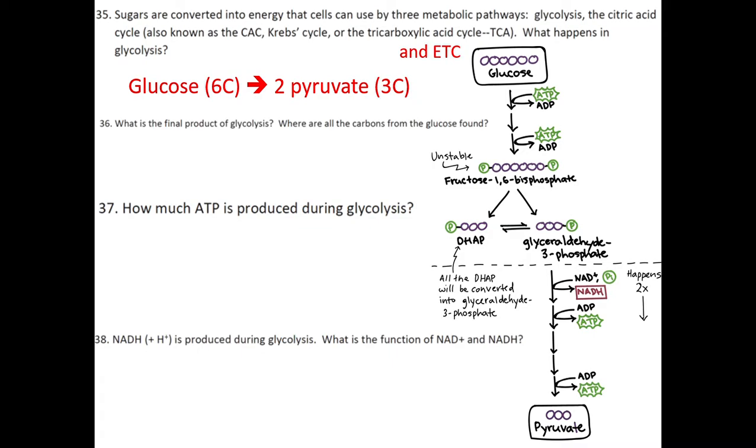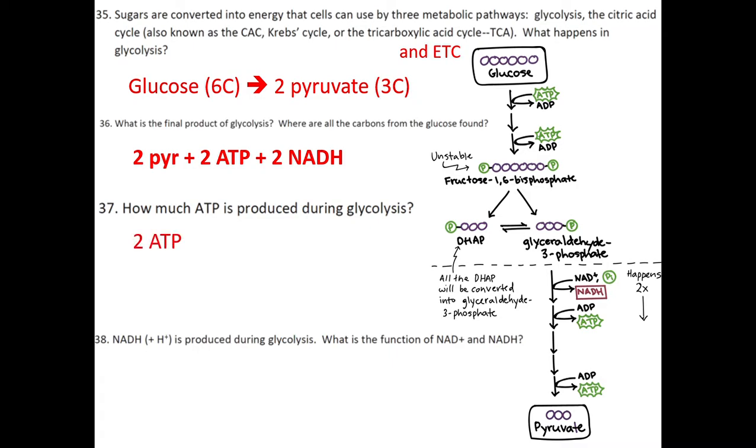All right. Okay, so 36, what is the final product of glycolysis? Pyruvate. All right, 2 pyruvates. At the same time, we are going to get 2 ATP and 2 NADH. NADH is pretty important here. We're going to talk about that later. Okay, where are all the carbons from the glucose found? Where do you find the carbon from glucose? You find it in pyruvate. Okay, you find it in pyruvate. They are all in pyruvate. We are not losing it yet.